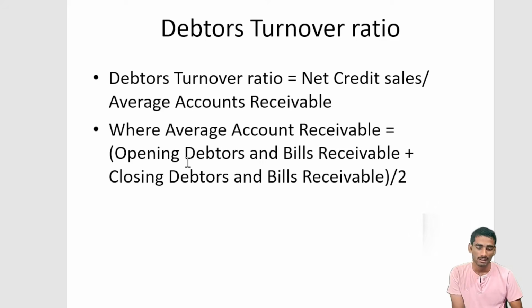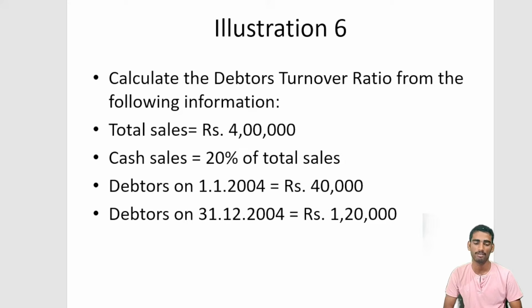Okay, now average account receivable is what? Average account receivable is equal to opening debtor and bill receivable plus closing debtor and bill receivable divided by 2. So how will we find average account receivable? Opening debtor bill receivable plus closing debtor bill receivable divided by 2. Okay, let me come to the question. After that it will be clear for you.